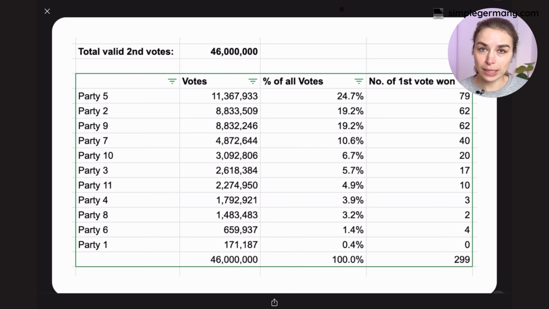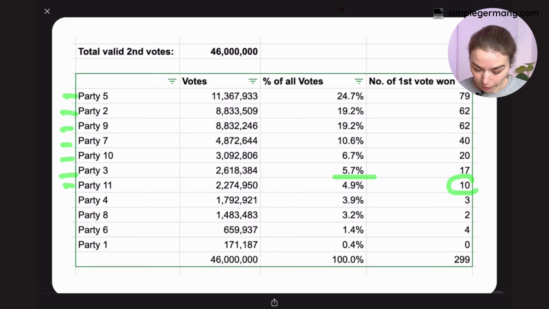If we look at our example, there will be a change. Parties 5, 2, 9, 7, 10, and 3 all have more than 5%, so they are already in parliament. However, if we look at party 11 down here, technically with 4.9% of the total second votes, they should not make it into parliament.